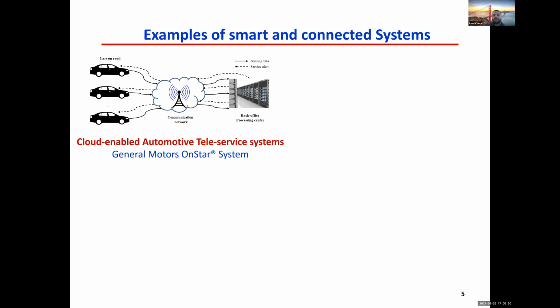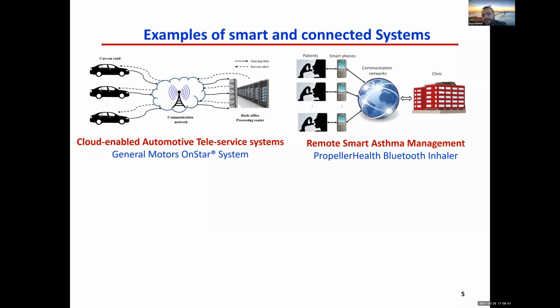So what are some examples? We have the OnStar system from General Motors. Actually, this was released around 10 years ago. Basically, General Motors collects some information from cars on the road, and their hope is to keep the drivers informed about the health of their vehicle. For example, if maintenance is needed, then they will tell the driver it is time for maintenance, perhaps through a text message. We have many smart remote health management systems, for example, asthma management systems.